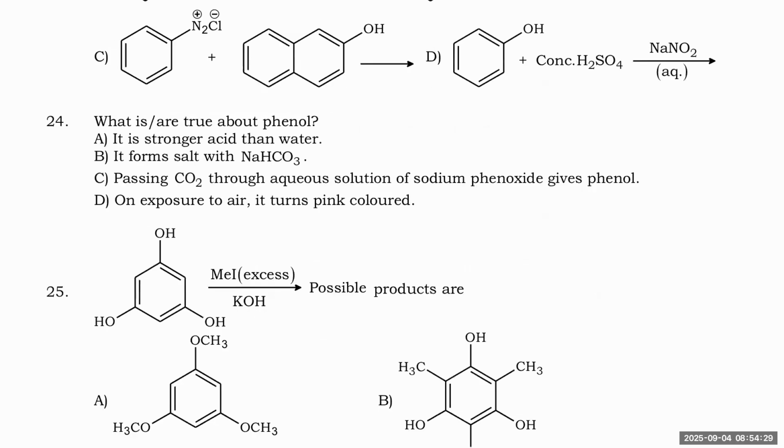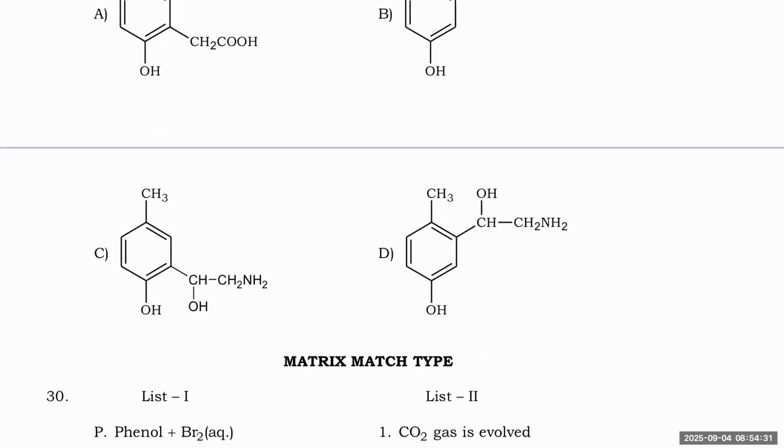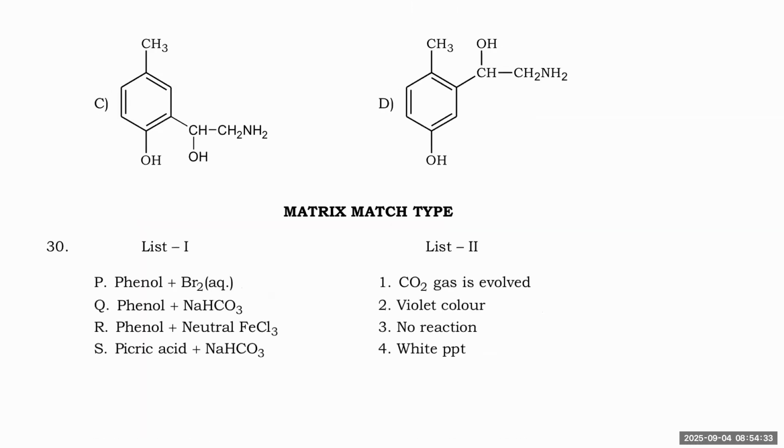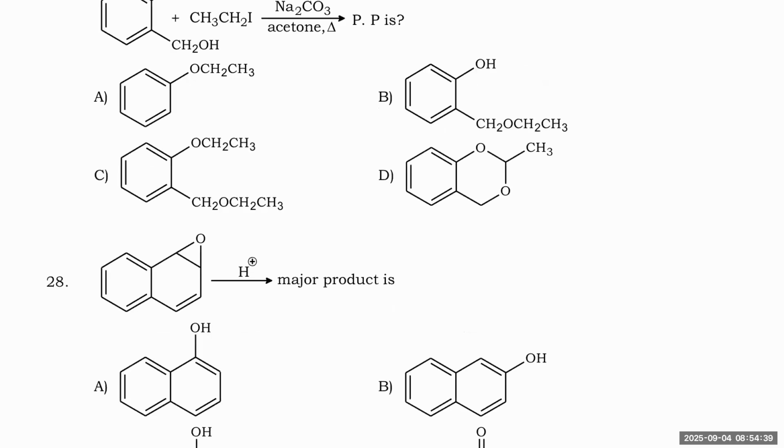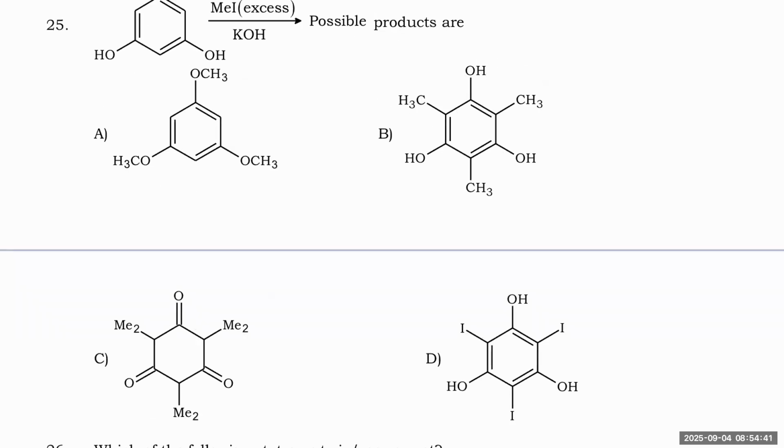So I gave you some basic questions on what needs to be done, correct? Rest of the questions, I think you should be able to do. Try multiple correct as well as the two matrix matches which are there. This is only based on phenols. Now you will have an assignment collectively which will have alcohols, ethers, phenols, and their mixed questions as well.